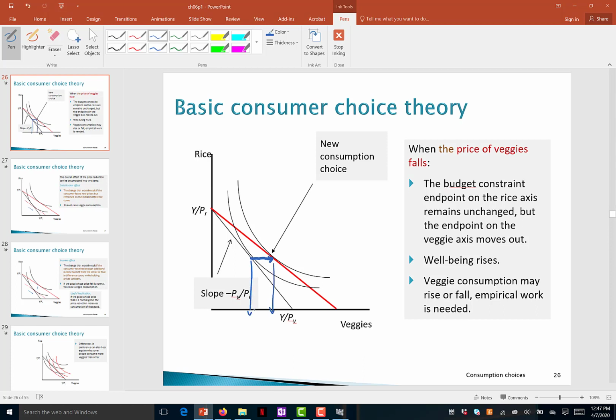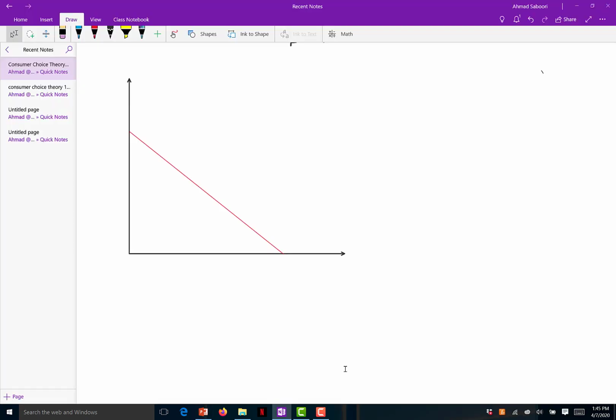So I consume more veggies not only because I feel a little bit wealthier since veggies are cheaper, but also because veggies have become now a lot cheaper compared to rice.